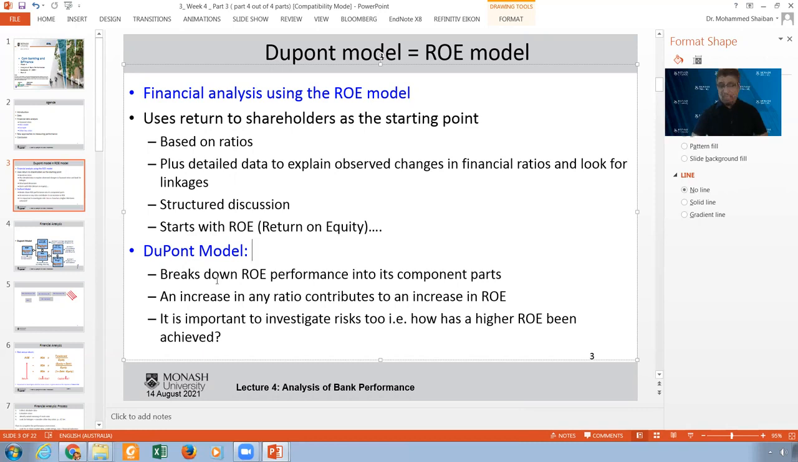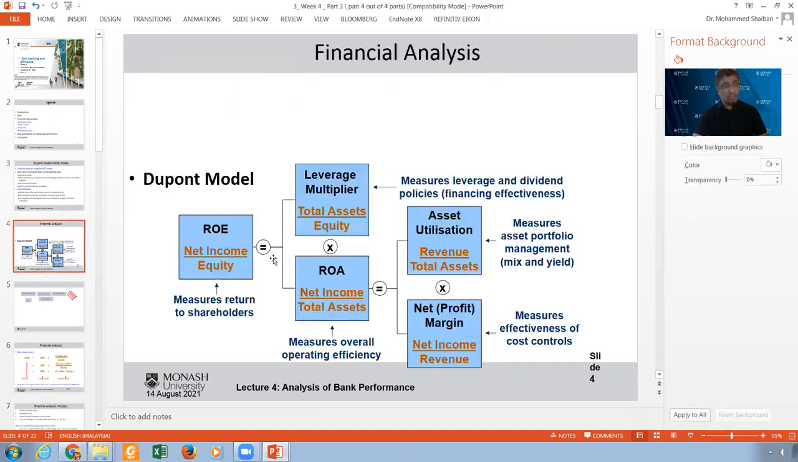Because the risk and the return is obviously and clearly connected in banks. Give more risky loans, get more interest. Do risky trading, make more profits. The more conservative you are, the more you decrease your risk, but you also decrease your return. So without further discussion on this issue, this is the Dupont model.